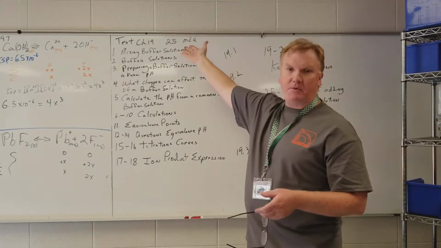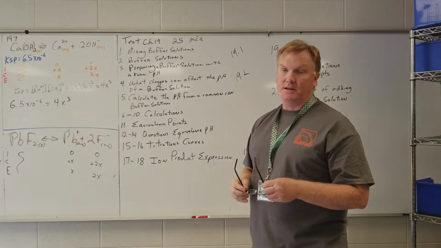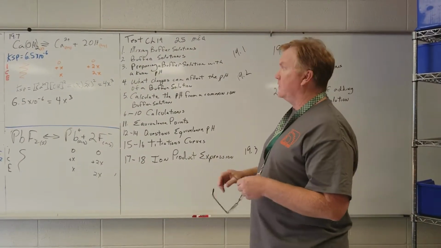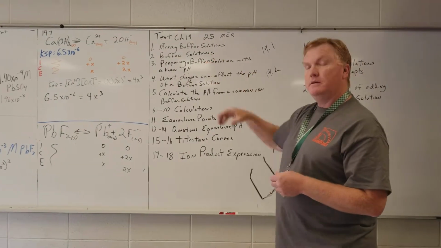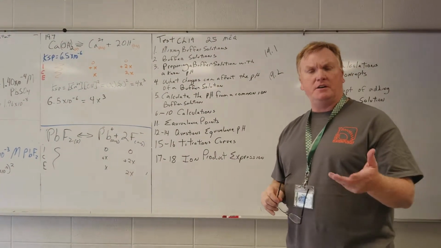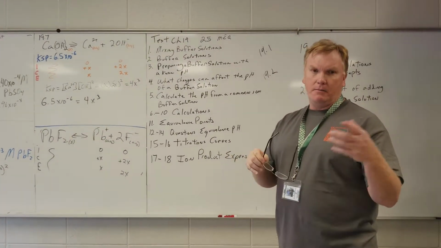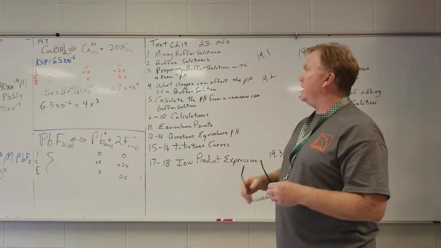The test, Chapter 19, is 25 multiple choice questions, no free response. In the multiple choice, it breaks down this way. Number one is dealing with mixing buffer solutions. Early in the chapter, it talks about what goes together to make a buffer solution. Make sure you review 19.1 for that.